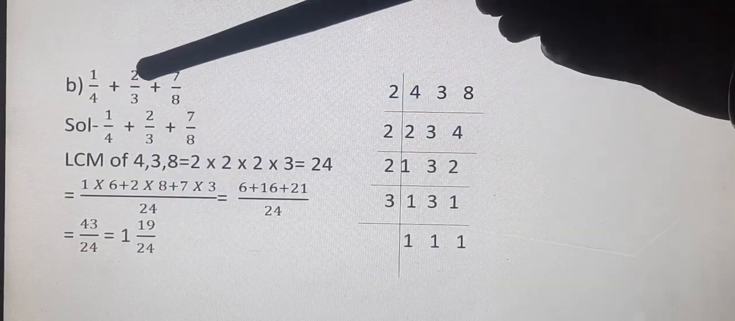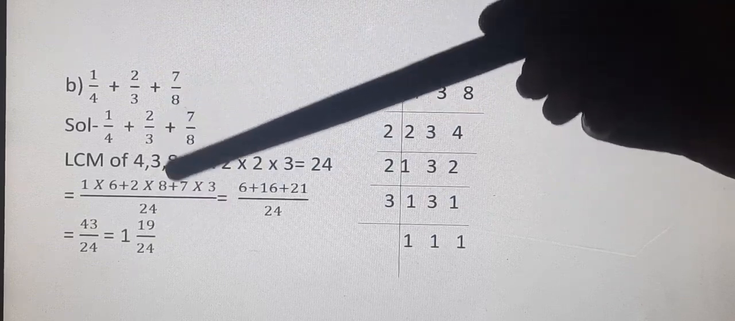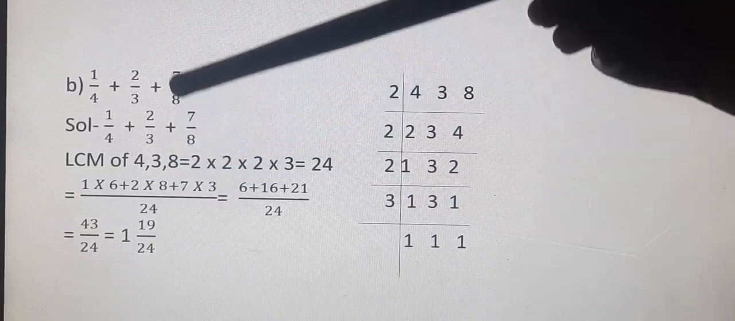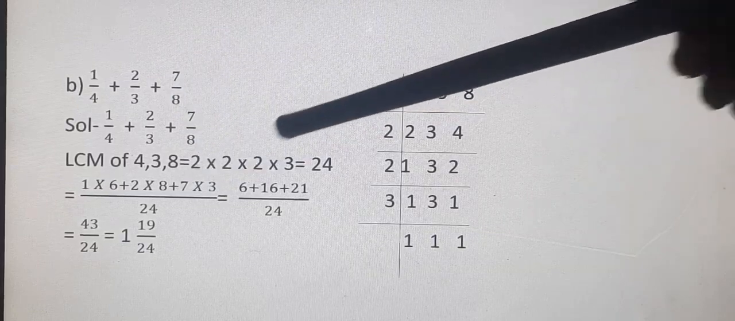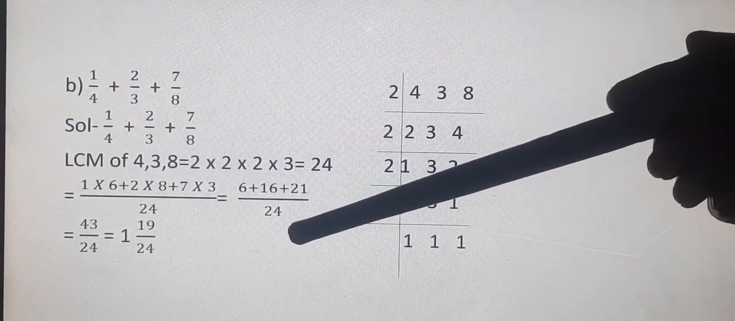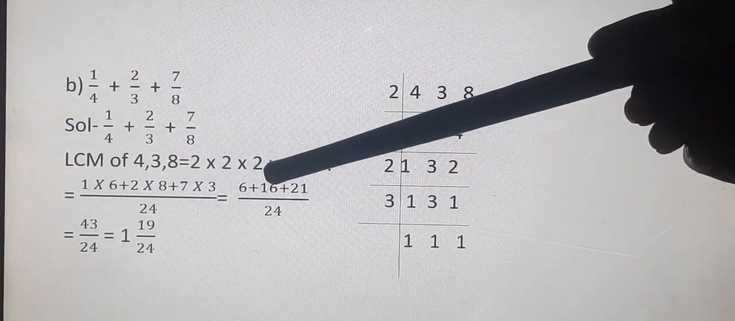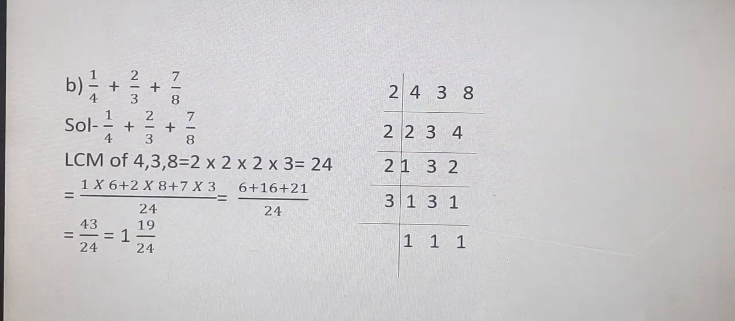8 will be multiplied with 2. Divide 24 by 8. 8 3s are 24. 3 will be multiplied with numerator. Numerator is 7. So it will become 6 plus 16 plus 21 upon 24. We will add this and after adding we will get 43 upon 24.